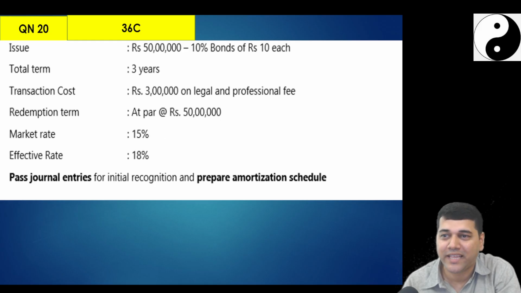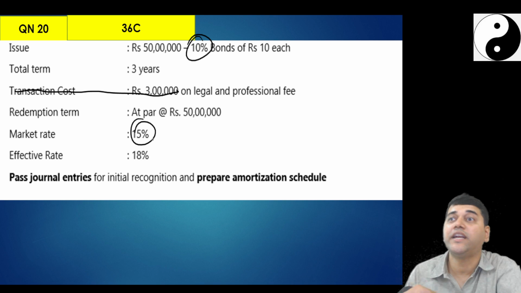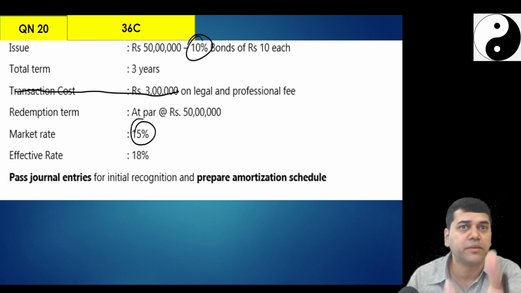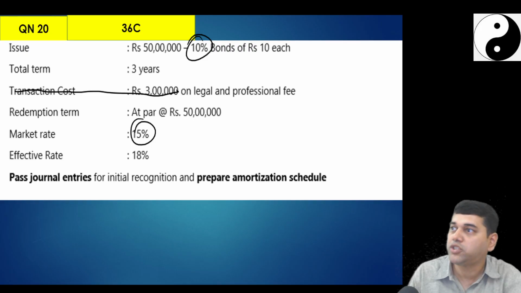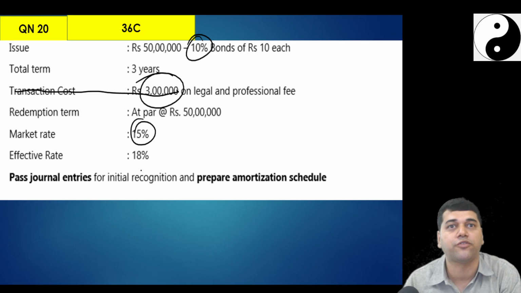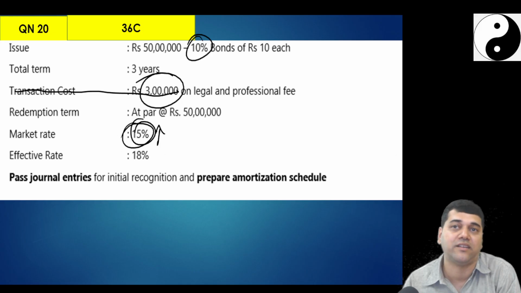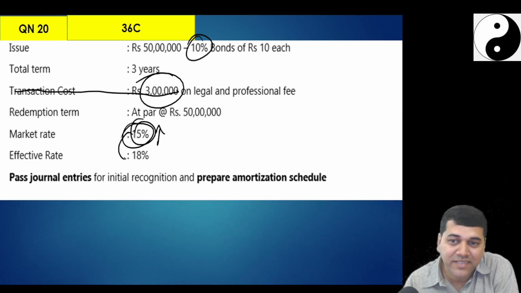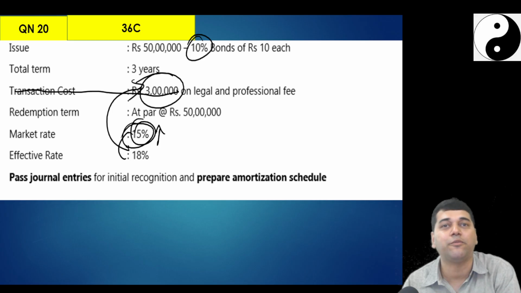If this was not there, coupon rate is 10%, expectation is 15%. At what rate will you amortize? 15%, because that's what you discounted. But now they will put one more chili there. There is a transaction cost also. The moment transaction cost comes into the picture, you need one more EIR which is more than your discount factor. And that 3% difference which they have given is for you to amortize this 3 lakh rupees extra.